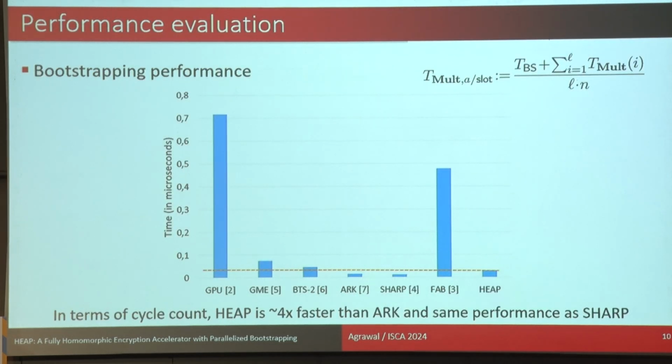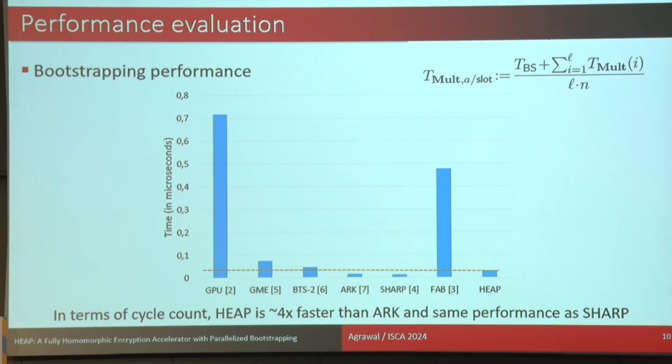In terms of the performance evaluation, we first compare the performance of a fully packed bootstrapping operation. We compare the amortized multiplication time per slot to make a fair comparison with all the other existing implementations. This is important because different implementations use different parameters, and this equation takes into account these differences. As we can see on the plot here, HEAP outperforms all existing CPU, GPU, FPGA, and ASIC implementations.